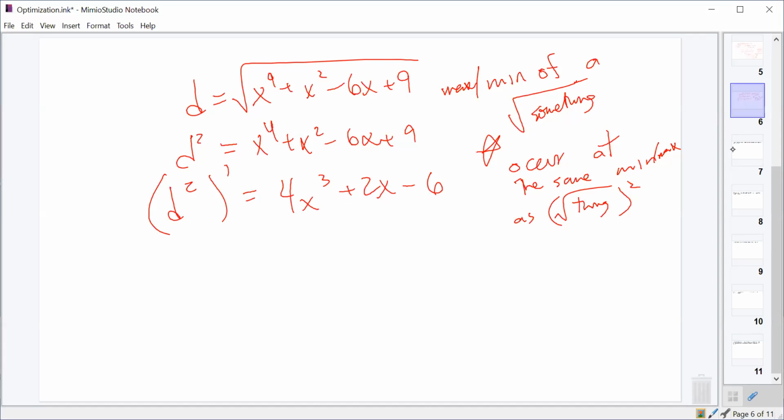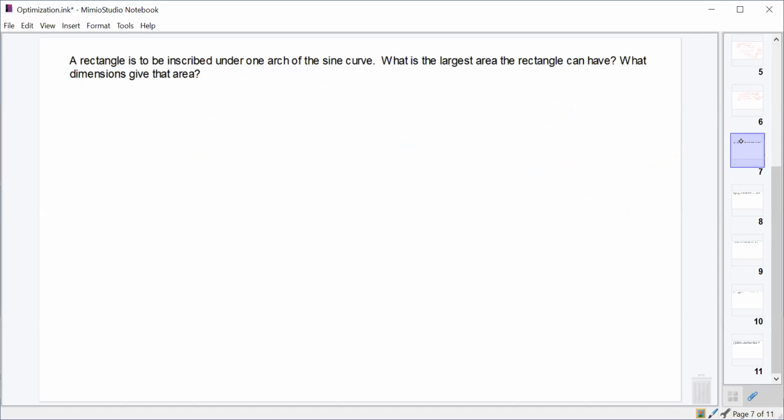All right. Let's take a look at another one. This one's a little bit more difficult and it's going to require us to use a calculator. So if you don't have a calculator with you, go grab a calculator. We're going to inscribe a rectangle underneath one arch of the sine curve and try to figure out what the largest area that rectangle could have is.